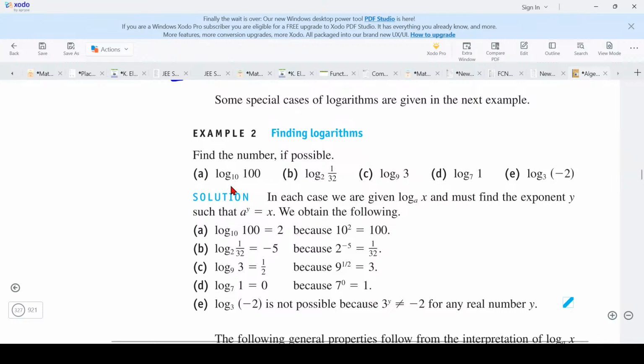Now you should tell me, what is log 100 to the base 10? 10? No, it is square. 10 square is 100, right? It should be 2. Be careful. Try this.